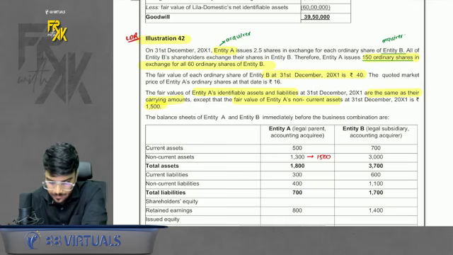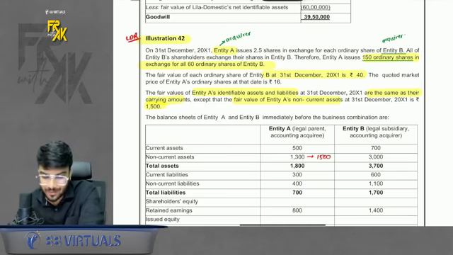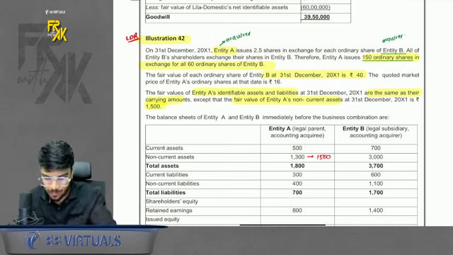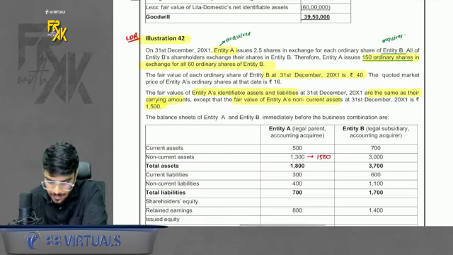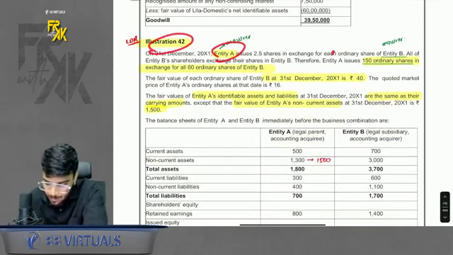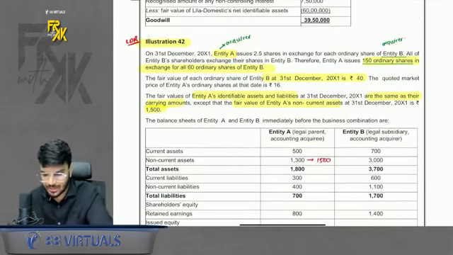It says that on 31st December, entity A issues 2.5 shares in exchange for each ordinary share of B. So if you see closely, who is the acquirer here? A is the acquirer. Okay. A is the acquirer and B is the acquiree. Anyways, in this illustration, A is the acquirer, B is the acquiree. How many shares is A giving? 2.5 shares for each ordinary share of B.